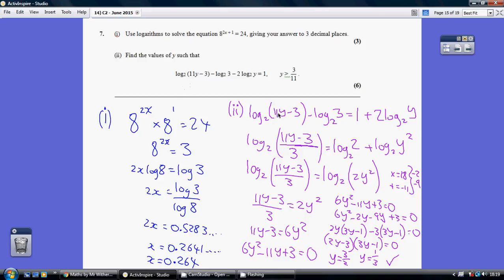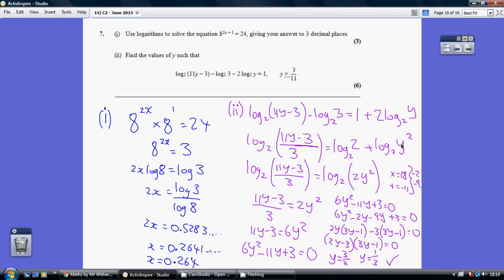Now for part 2, I've chosen to start off by taking this term here to the right hand side by adding 2 log y to the base 2 to both sides. You don't have to, but I just thought it made it a little bit simpler to explain, really. So having done that, we can combine these two terms following the log division rule. So we have log to the base 2, 11y minus 3, divided by 3. And over on the right-hand side, doing the reverse of the power rule, so we're taking this 2 upstairs.